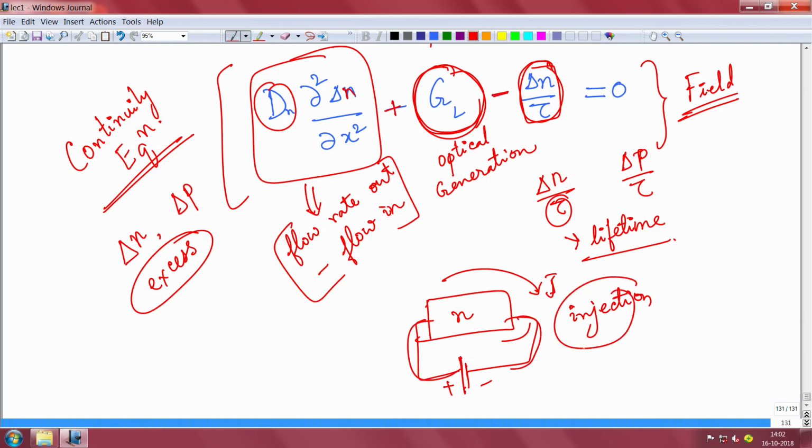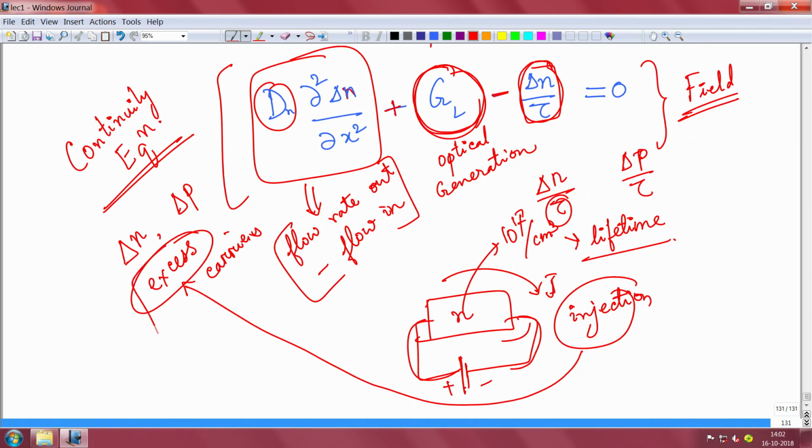That injection of carriers leads to excess carriers in the sample, right? So in equilibrium, for example, this sample had a concentration of 10 to the power 17 per centimeter cube, but once you apply voltage and current flows, then excess electrons and holes are injected, right? That excess carrier comes because of this, or it can come because of optical shining, or many other reasons.